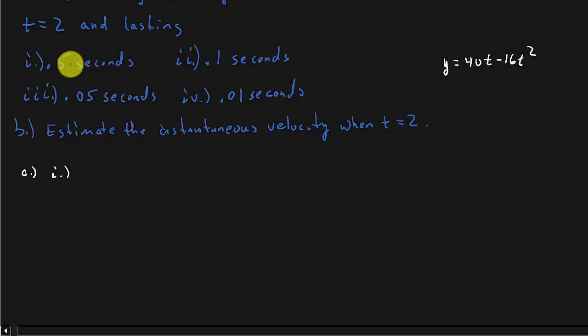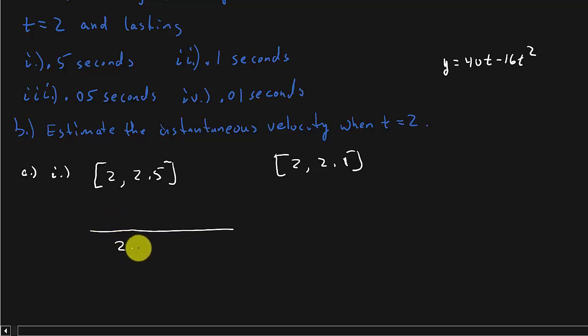So basically what this is saying for part I is find the average velocity on the time interval 2 to 2.5. Okay, because see, it's 0.5 seconds later. So you add the 0.5 to the 2. And for part I, it would be the interval 2 to 2.1, and so on for each one. But see, in our denominator, we're not going to have to do 2.5 minus 2 because they already give it to us right here.